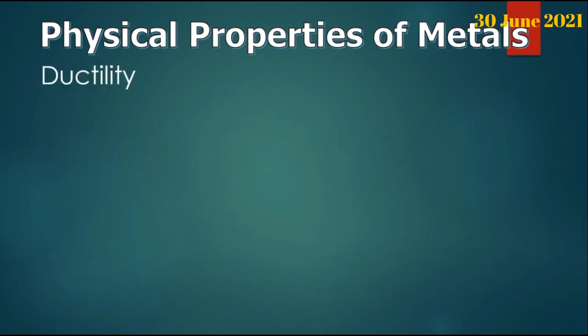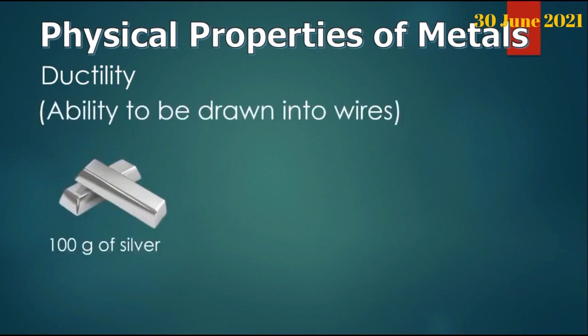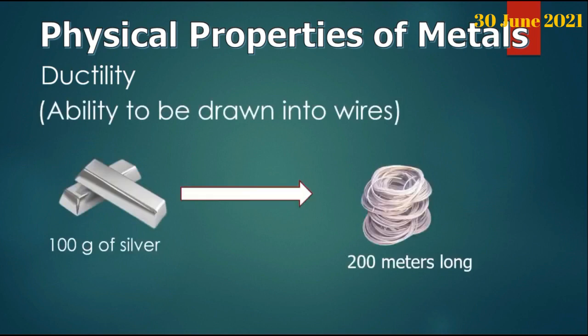Next is ductility, right? And what do you mean by ductility? Ductility is a property of a metal, the ability of a metal, to be drawn into wires. So you take a metal and it can be drawn into wires. For example, 100 grams of silver can be drawn into a wire 200 meters long. Right?